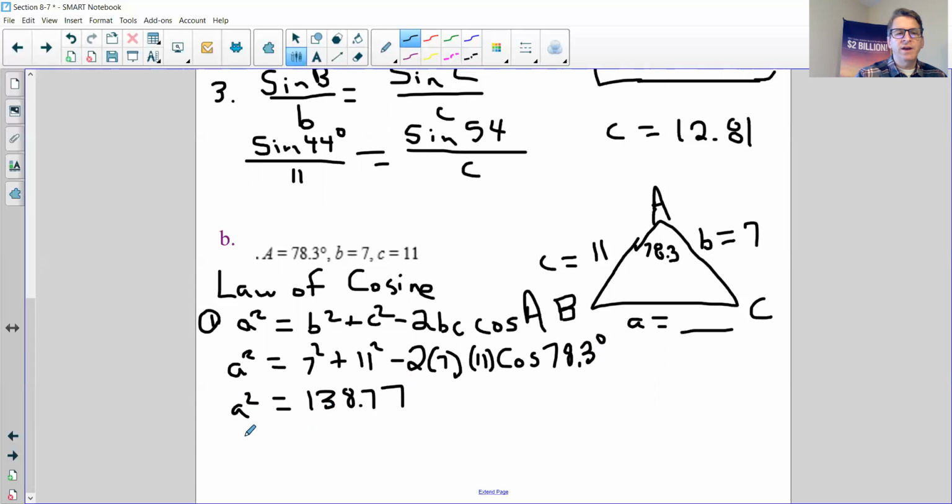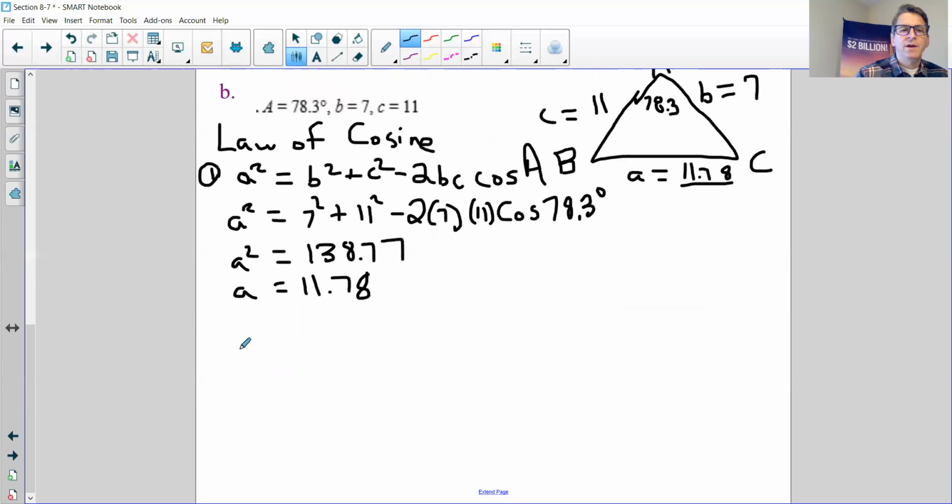Taking the square root of both sides, you have A is 11.78. So you've got your 11.78, and we've got one angle at 78.3. Now we can use the law of sines to find the measure of angle B. The measure of angle B is going to be found by taking sine of B and dividing it by a little b.